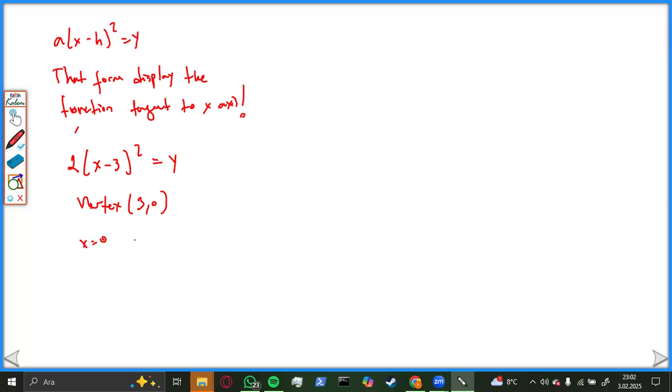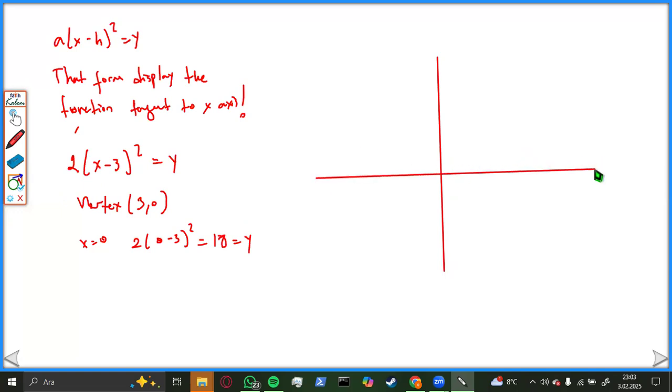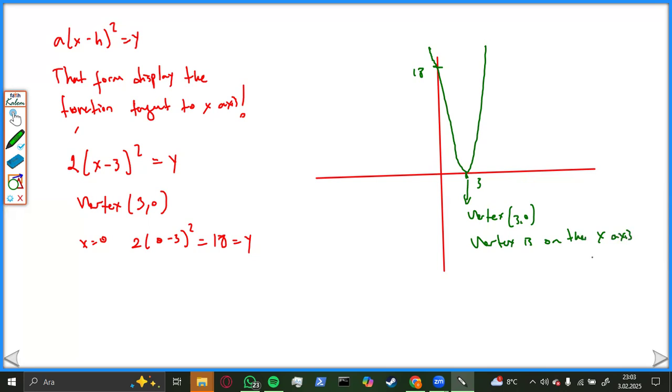So x is 0. That time 2 times (0 minus 3) squared. So as you can see, it is 18. This is the y-intercept. Okay, by using that, you can easily draw the line because it is tangent to the x-axis. So yes, we see that this is 3 and this is 18. So yes, this is our parabola. And the vertex is (3, 0). The vertex is on the x-axis.